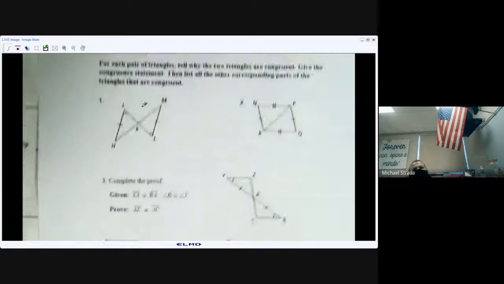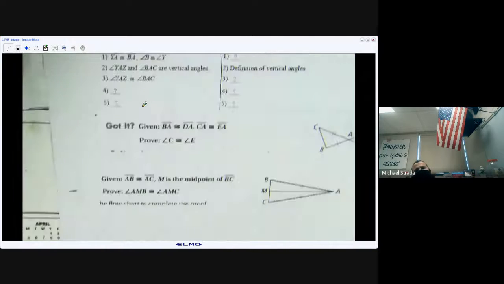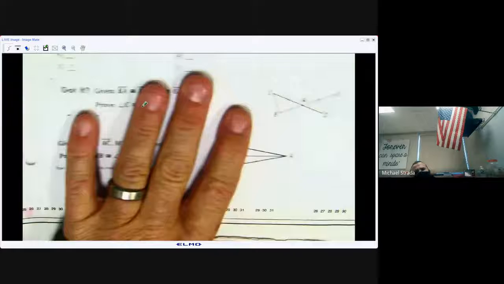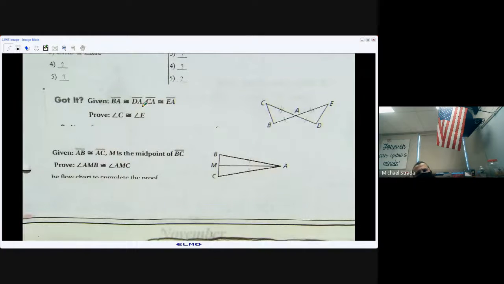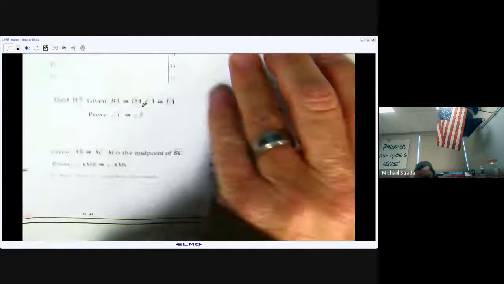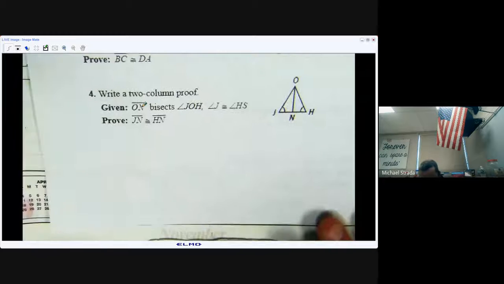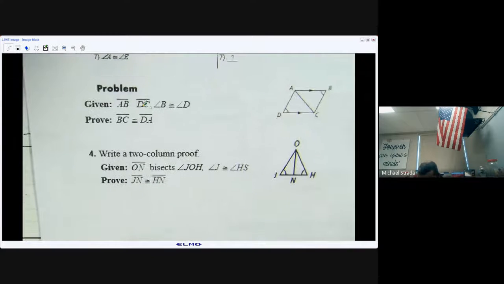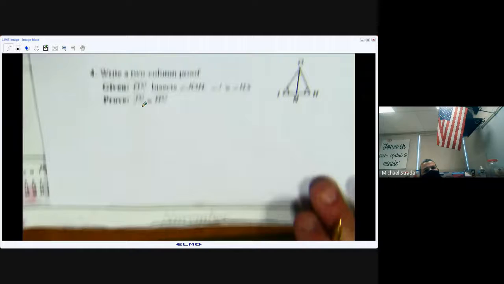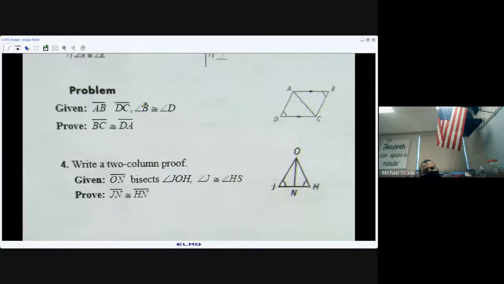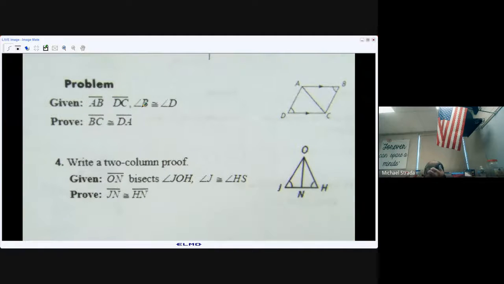All right. 3 is a fill-in proof. 4 and 5 are 2 short proofs. Make sure you write them out. You can put that in any format you want. 2-column or flow chart. On the back, you have another fill-in proof, and you have 2 more open-ended proofs. All right?